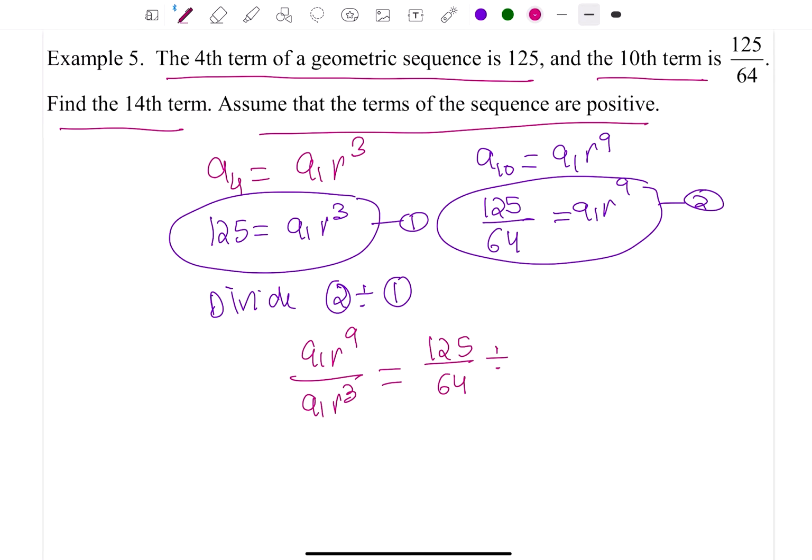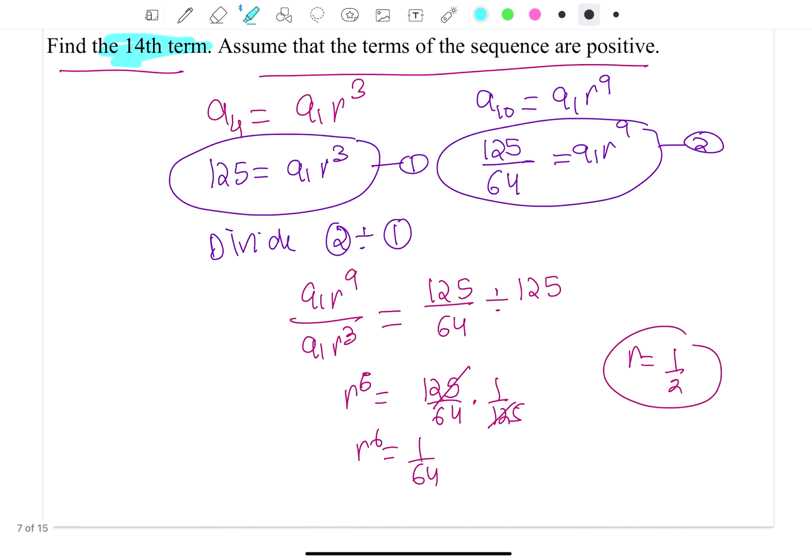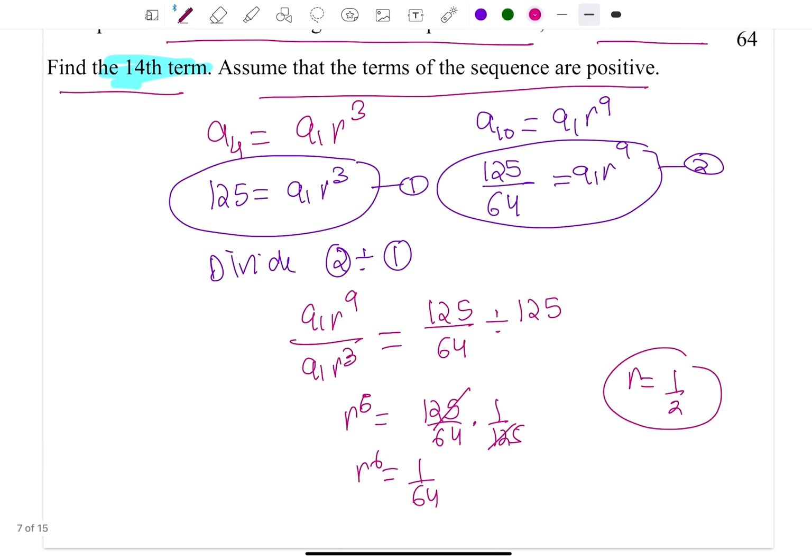125 divided by 64 will be divided by 125. So we're left with r to the sixth power equals 125 over 64 times 1 over 125. R to the sixth power is 1 over 64. R comes out to be 1/2. And we wanted to find the 14th term here. So to find the 14th term, we can go ahead and find a14, which would be a1 r to the 13th power. And the 14th term will use the first term.